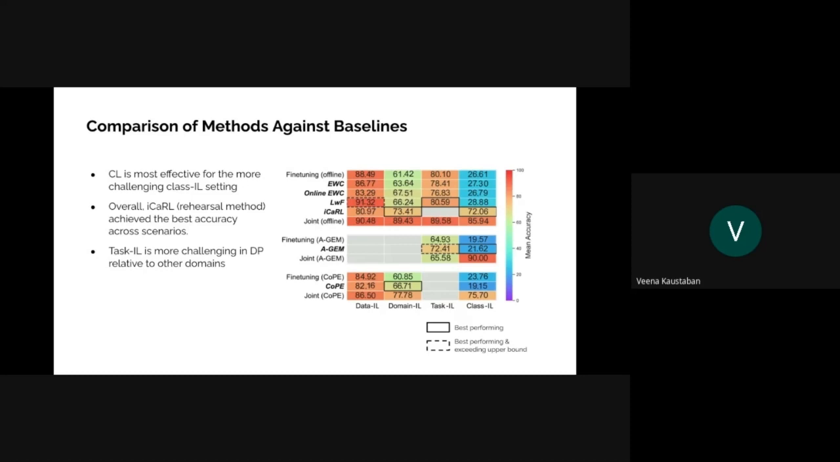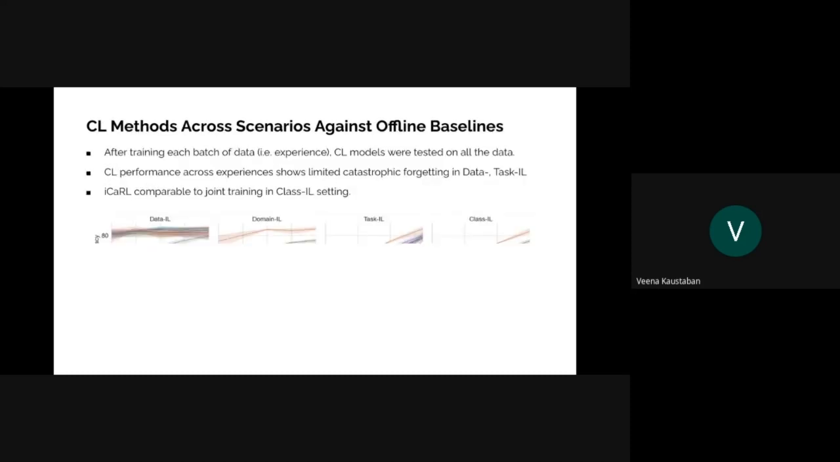To summarize the results, though LWF outperformed the upper baseline in the data incremental setting, continual learning on the whole is most effective for the most challenging class incremental scenario. ICAL is the only method which performed much better than the lower bound. And overall as well, ICAL has the best accuracy. We found task incremental to be more challenging with digital pathology data compared to other domains.